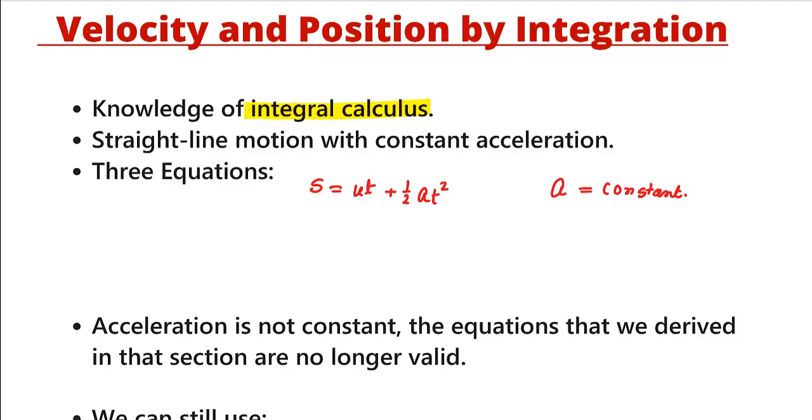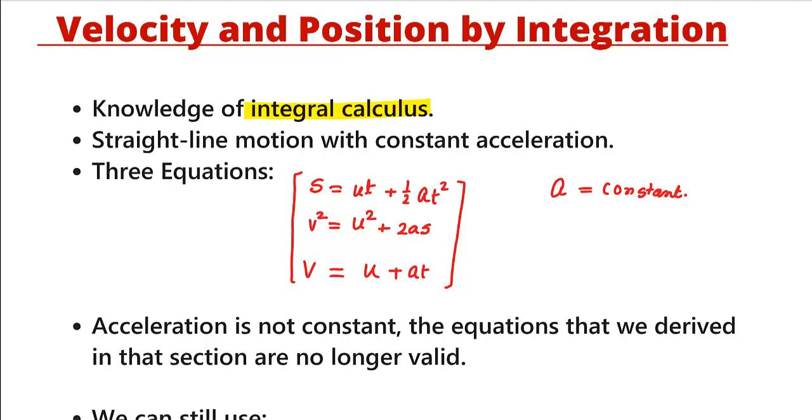Another kinematical formula that we have is v square is equals to u square plus 2as, where u is the initial velocity, a is the acceleration, v is the final velocity, and s is the displacement traveled. We can also calculate v using the third formula, that is v is equals to u plus at. Now we can use these three formulas to calculate distance and velocity only if acceleration is constant.